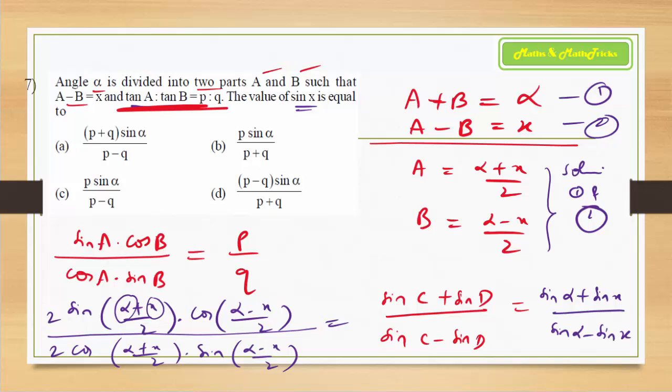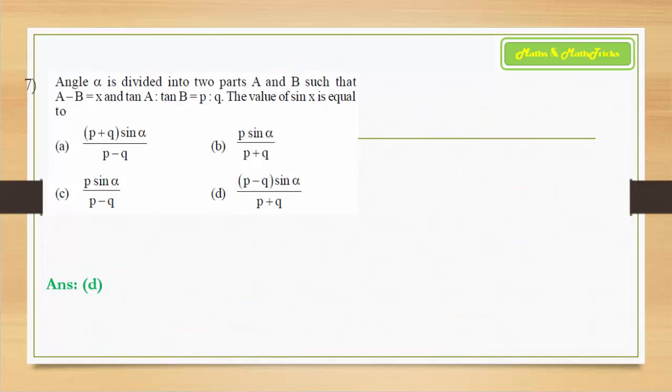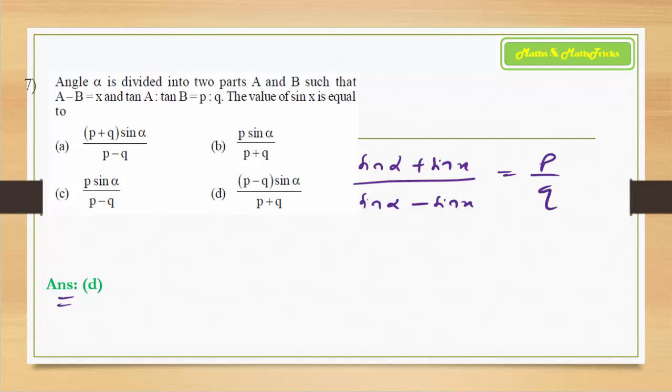So ultimately you have come to the conclusion part, which will give you the answer D. But let me confirm that to you. You have got sin alpha plus sin x whole divided by sin alpha minus sin x equals P by Q now. But we want the value of sin x. So we can perform componendo and dividendo on these two ratios. When you know A by B is equal to C by D, componendo dividendo means A plus B by A minus B is equal to C plus D by C minus D. This is called the componendo dividendo property.